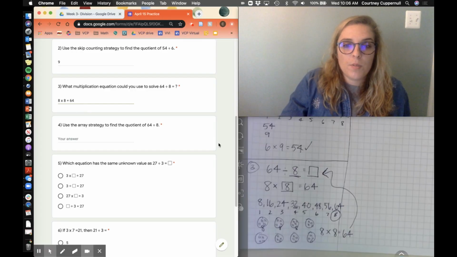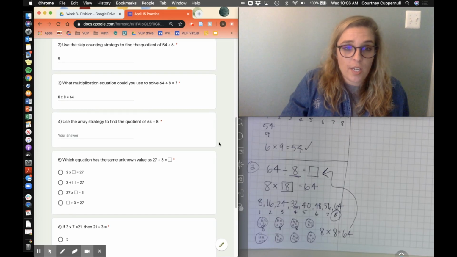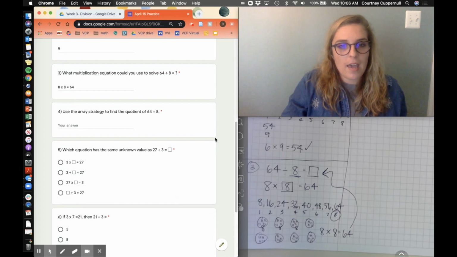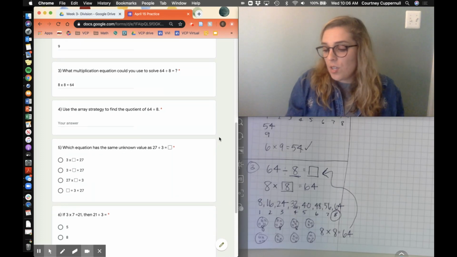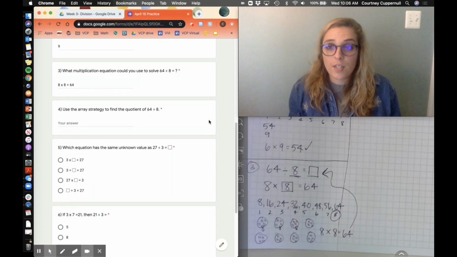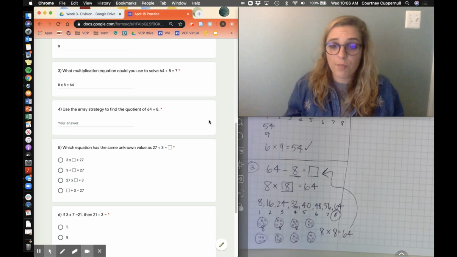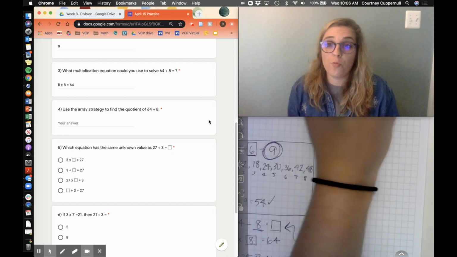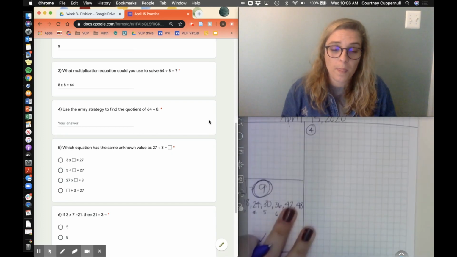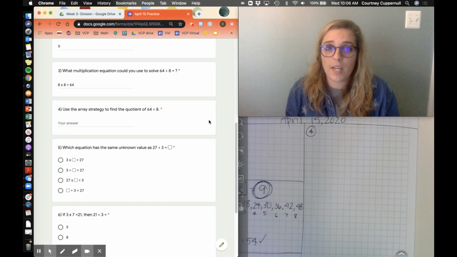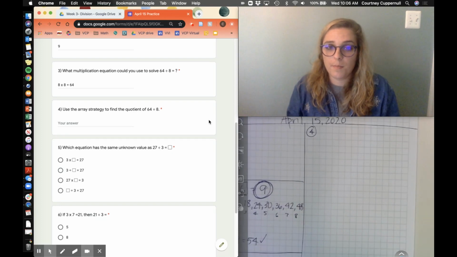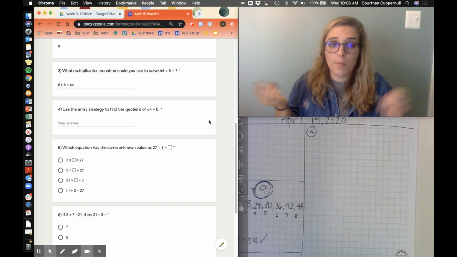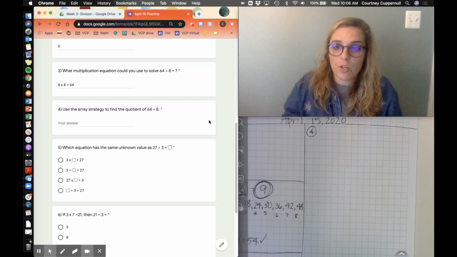Now, this wants us to use the array strategy to find the quotient of 64 divided by 8. Well, we used our modeling strategy to double check. We also could have used our array strategy. Super cool that we can be using our previous work to help us solve this problem. So I do know that the answer already is, show me in your hand. Yeah, it's 8 because we just solved that in our previous problem. But let's triple check by using the array strategy.